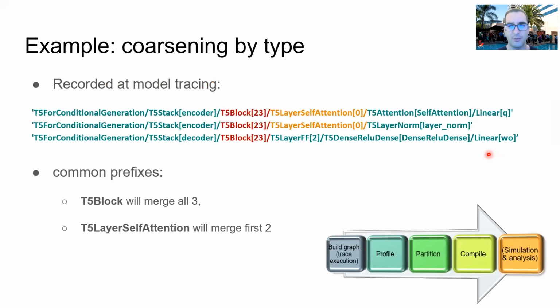So here's an example of how we coarsen by type. During the tracing of execution, we trace for each operation and layer its scope. So using common prefixes, we can coarsen adjacent nodes.